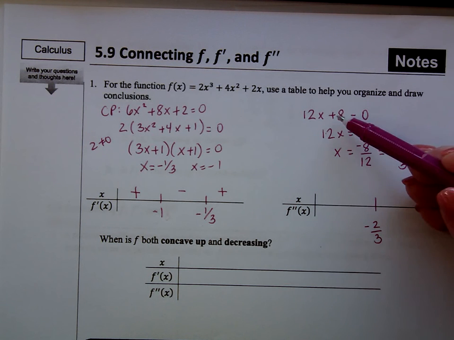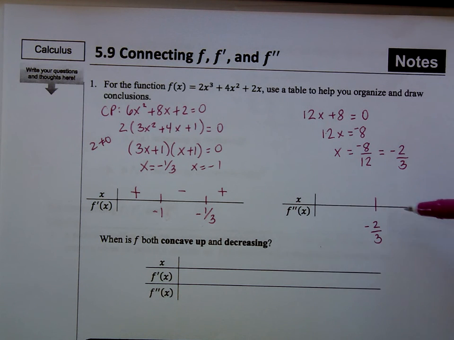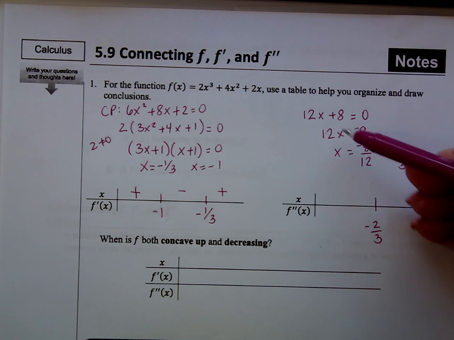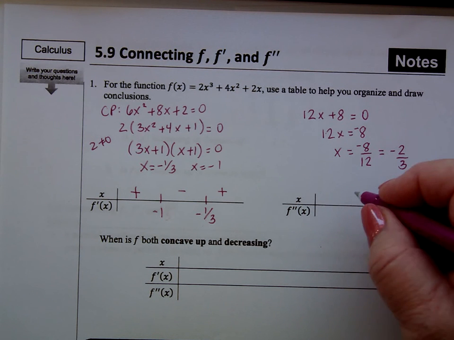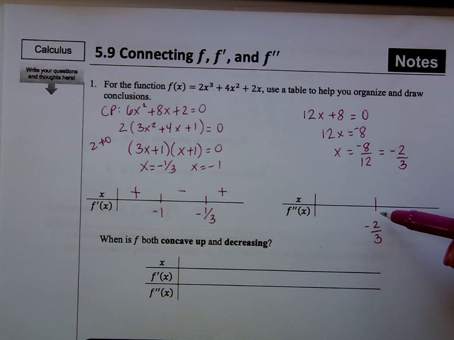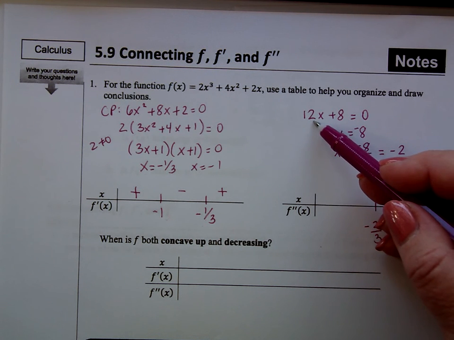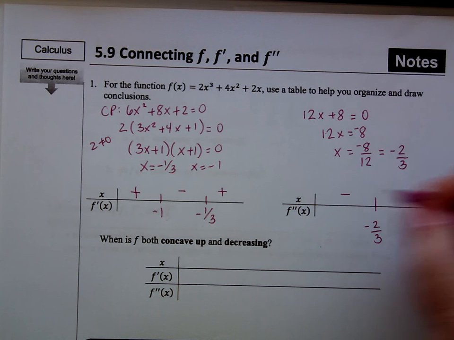Into my second derivative, I'm going to put numbers to the left and to the right. So if I'm left of negative 2/3, let's see, 0 is over here. Why am I being silly? Negative 1, put negative 1 in. Negative 1 gives me a negative 12, plus 8 gives me a negative. If I put 0 in, that's over here, that's going to be a positive.